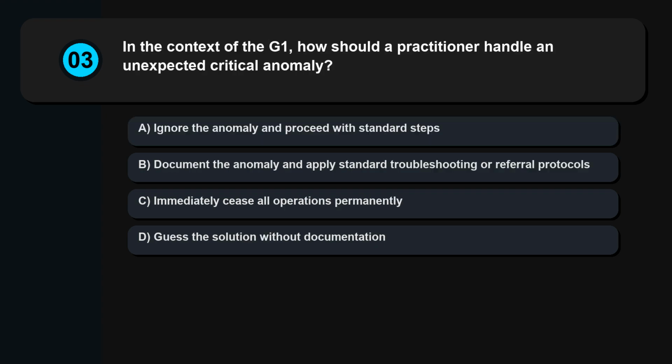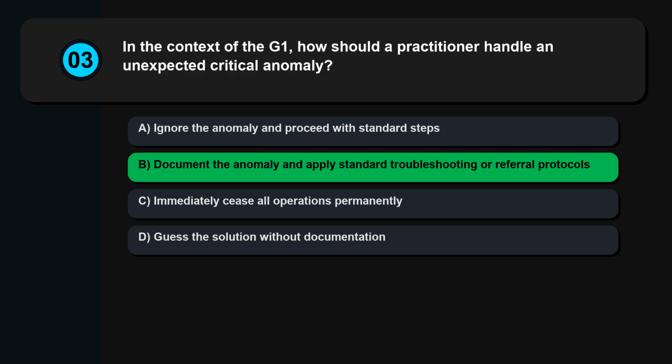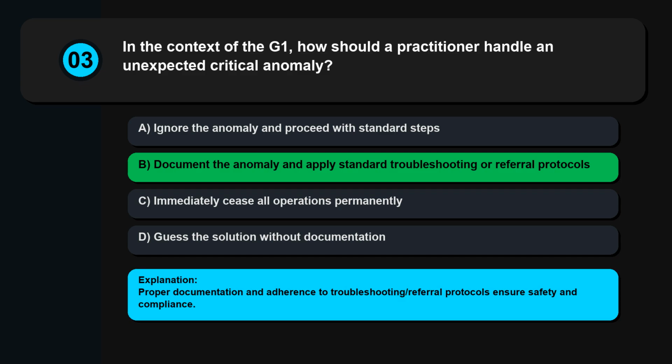Question 3. In the context of the G1, how should a practitioner handle an unexpected critical anomaly? Ignore the anomaly and proceed with standard steps. Document the anomaly and apply standard troubleshooting or referral protocols. Immediately cease all operations permanently. Guess the solution without documentation. Proper documentation and adherence to troubleshooting/referral protocols ensure safety and compliance.